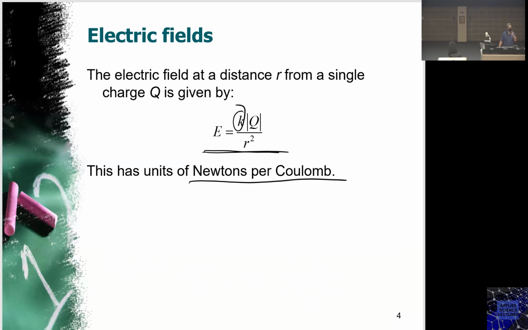We need to distinguish between two fields here. If this point charge is positive, then the electric field will be pointing outward, in all directions outwards. If this capital Q, that's the point charge that is generating the electric field, is negative, then the electric field will be pointing toward this negative charge.